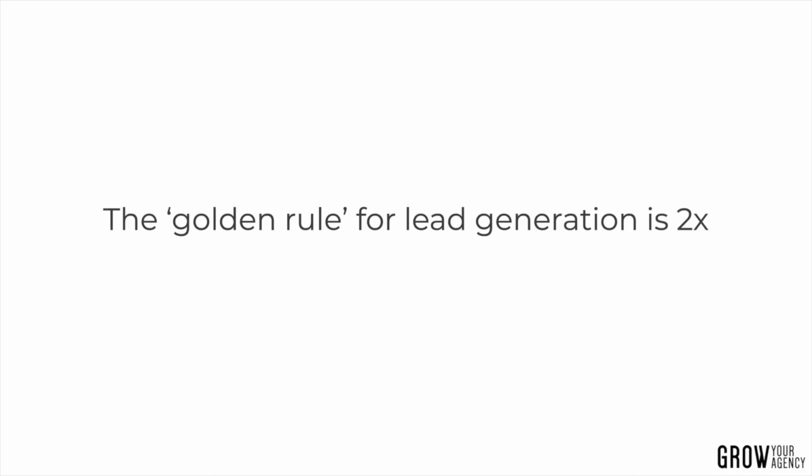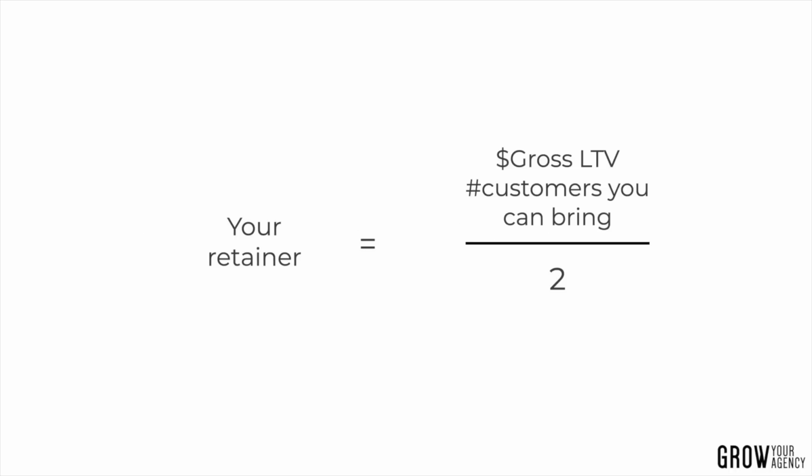Now, for lead generation, there's one golden rule when it comes to pricing your services, and that's that you should be delivering at least twice the value you charge your clients. So your retainer should be approximately half the lifetime value of the number of customers that you have brought to your client. It's important to note that a lead doesn't mean a customer, so you also need to work out with your client the percentage of leads that convert into customers.